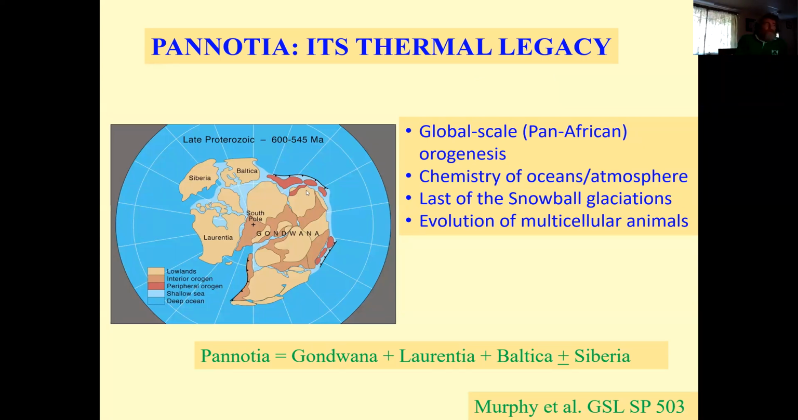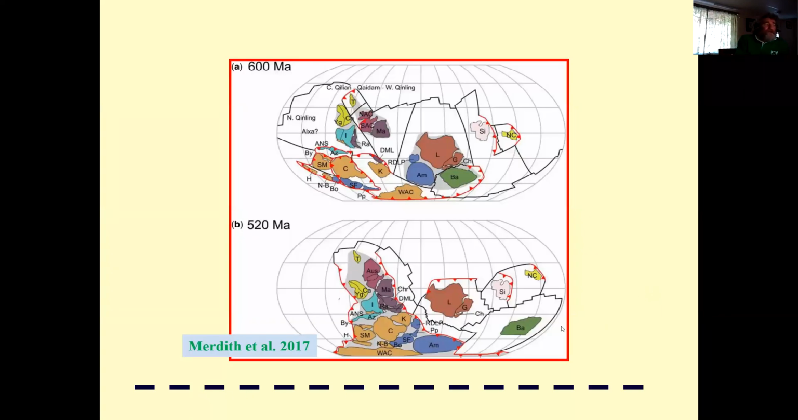What is debated, the existence of Gondwana is not debated. What is debated is whether Gondwana was attached to Laurentia plus Baltica plus or minus Siberia at that time, in which case it's the entity we know as Pannotia. Some reconstructions show it, some don't. Here's an example of one that doesn't, Meredith et al. a few years ago, where you can see the blocks of Gondwana coming together, ultimately in their tightest pack at about 520.